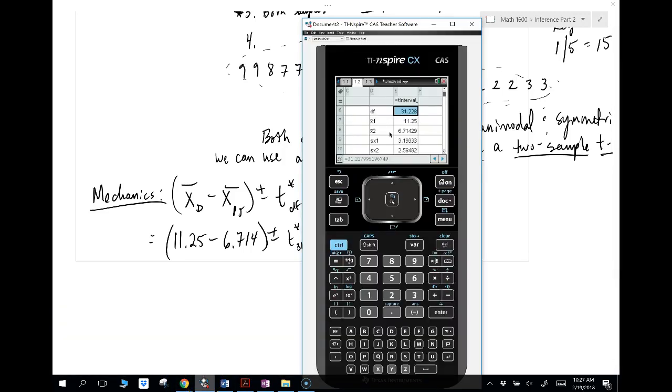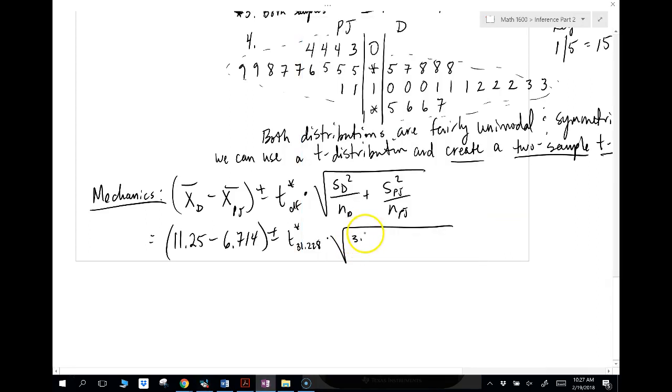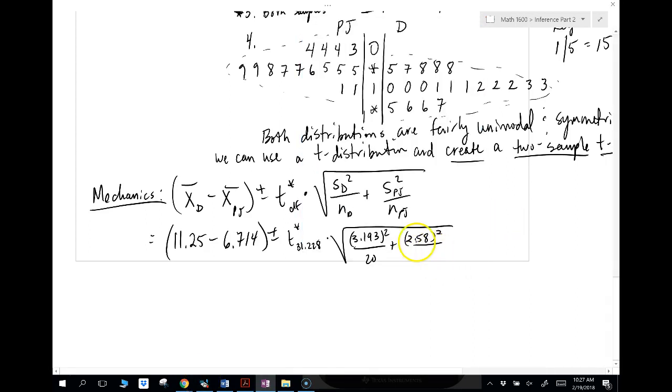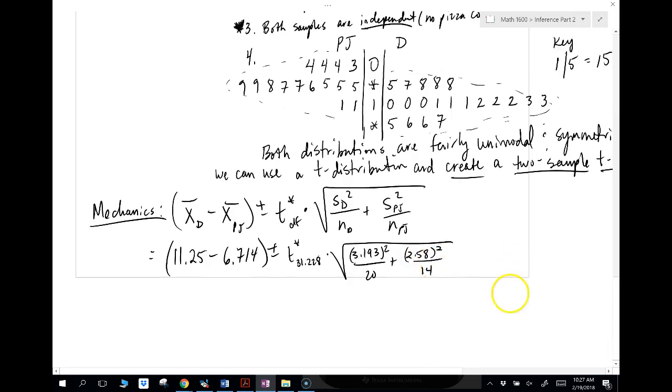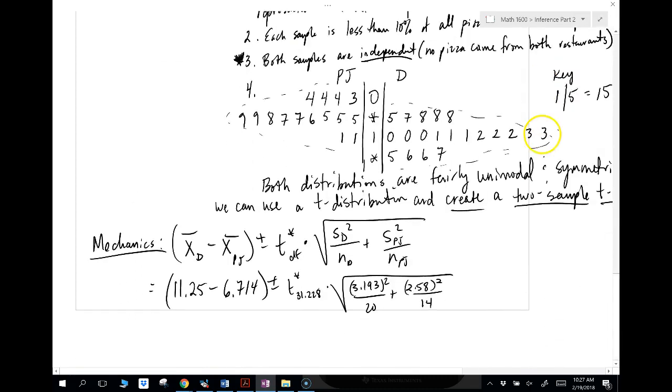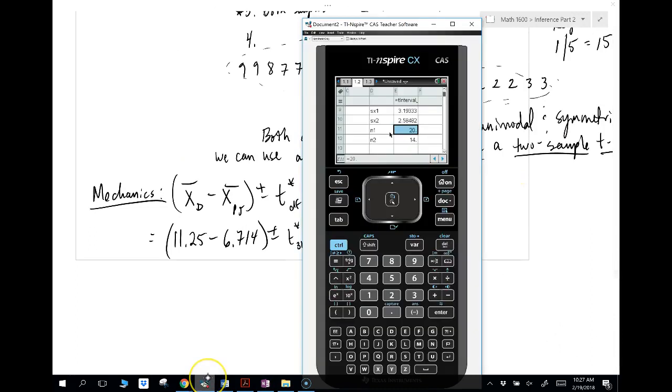And then we're gonna write down our other stuff here. Our standard deviation was 3.19 and 2.58 squared over 15. Okay, I believe that's what I have. Oh, it's 14. 1, 2, 3, 4, 5, 6, 7, 8, 9, 10, 11, 12, 13, 14, 15. Oops. I must have missed a number somewhere. Let me go check what I missed here.